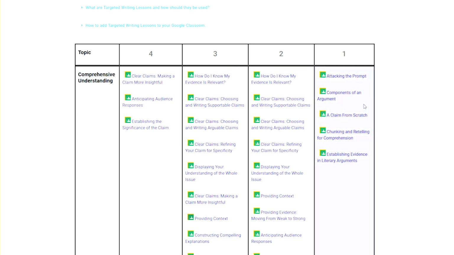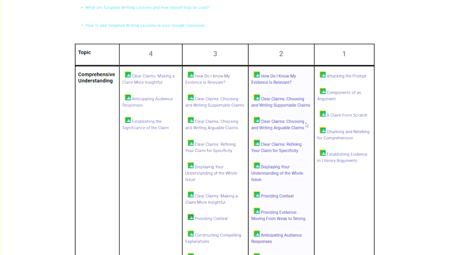So you'll notice in these that there are some aspects of the work that show up at multiple levels. So we have a claim, like forming a claim from scratch. But also we have forming clear claims, how to write supportable claims, arguable claims. We have refining our claim for specificity here, up to establishing the significance of the claim. You'll also notice that some lessons show up in multiple places, and that's because really a student who's scoring in that 2 or 3 range, both of those students would benefit likely from refining their claims.